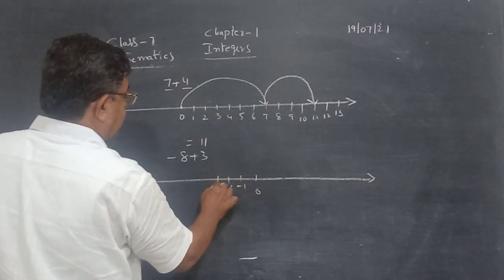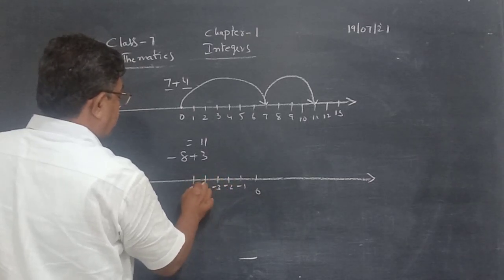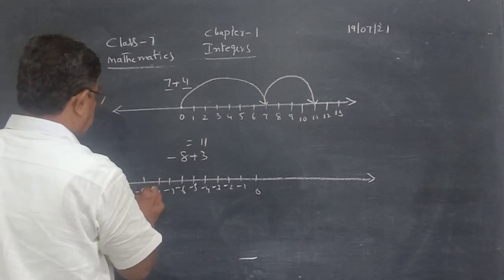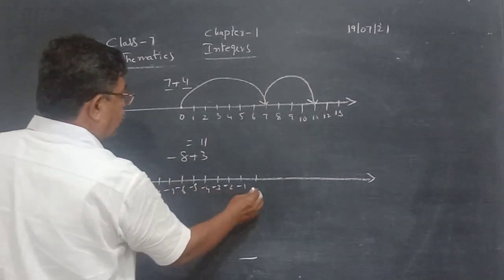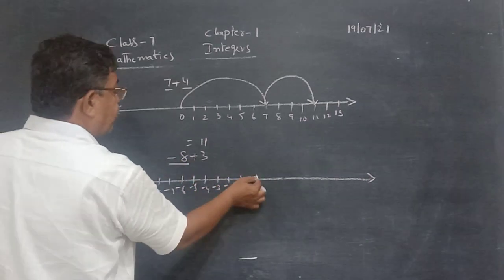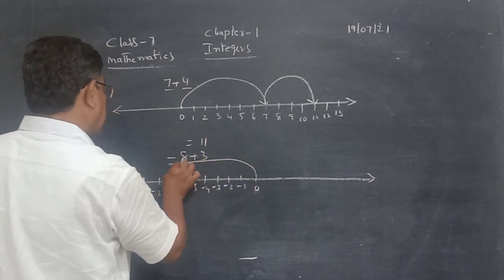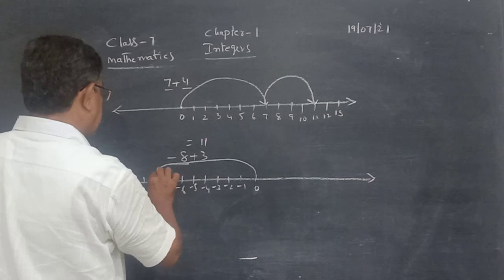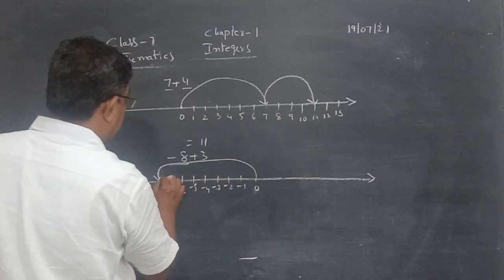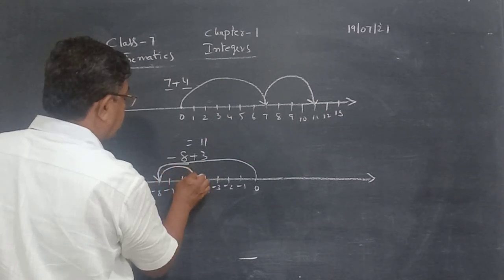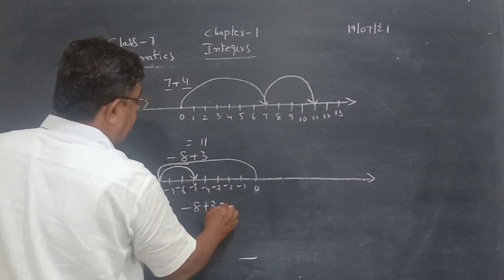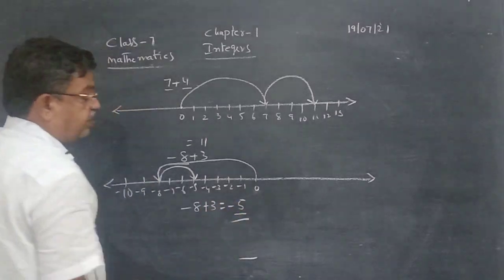-1, -2, -3, -4, -5, -6, -7, -8, -9, -10. Now you have to move towards negative because the first integer is -8. From 0 I moved up to minus 8. From there I moved 3 integers to the right. Then I stop at minus 5. So minus 8 plus 3, the result equal to minus 5.